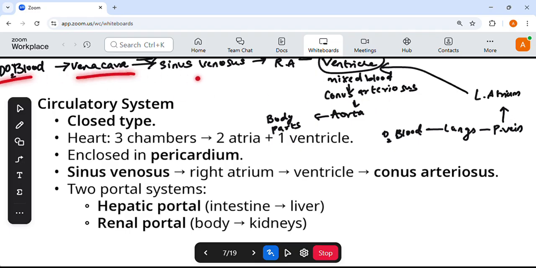Deoxygenated through vena cavas, sinus venosus, right atrium, then ventricle. Oxygenated via lungs through pulmonary vein, left atrium to the ventricle. Mixed blood, conus arteriosus through aorta reaches to body part. It has two portal systems. What is the portal system? Basically, it's a connection between two organs of the body. Hepatic portal system connects intestine and liver.